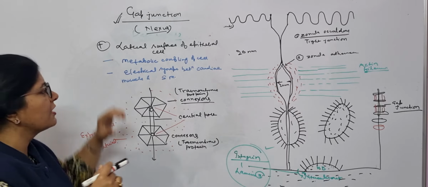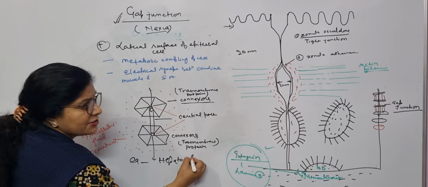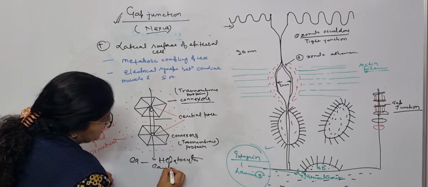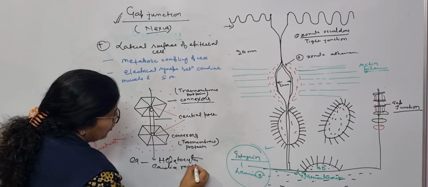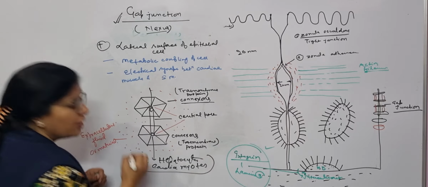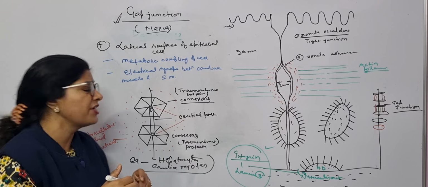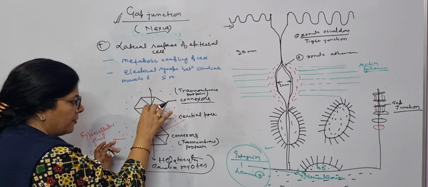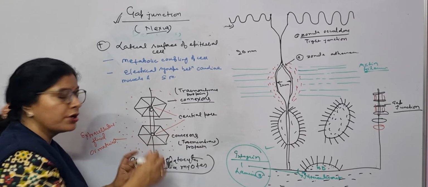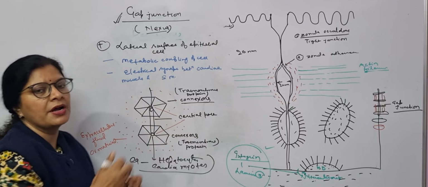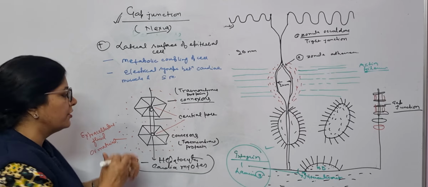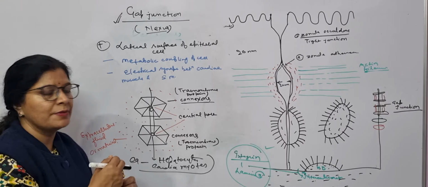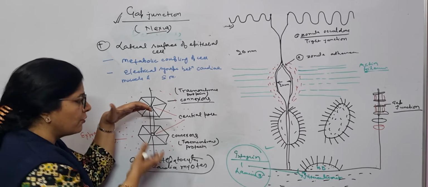Now, they are also present in hepatocytes or cardiac myocytes. Okay. Now, not only the exchange of nutrients, this is the extracellular material, this is the membrane central pore, through which they can help in the exchange of nutrients from the extracellular material from one cell to the other cells.